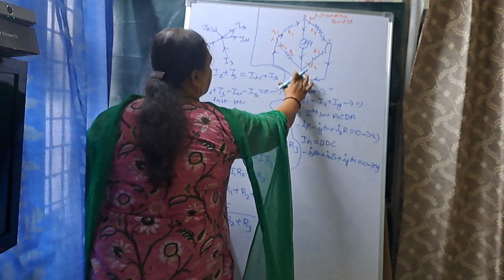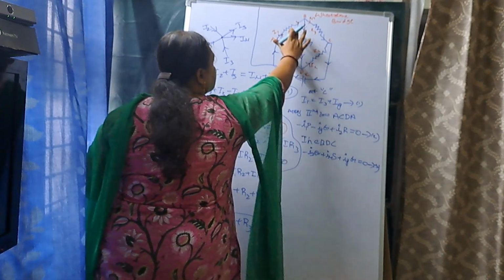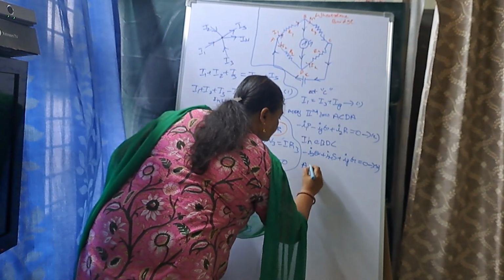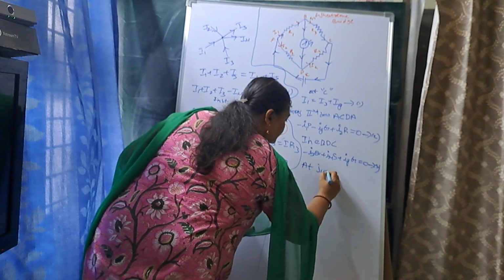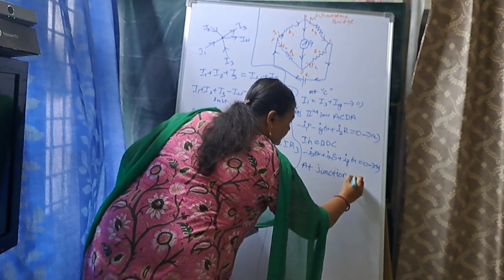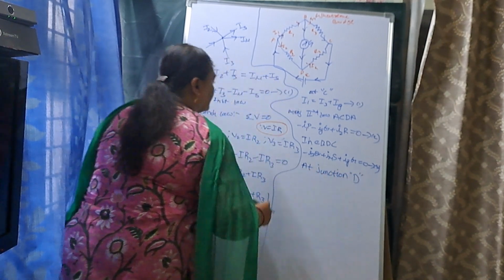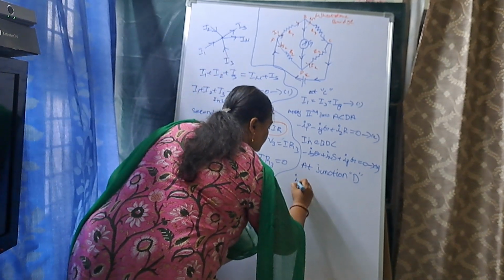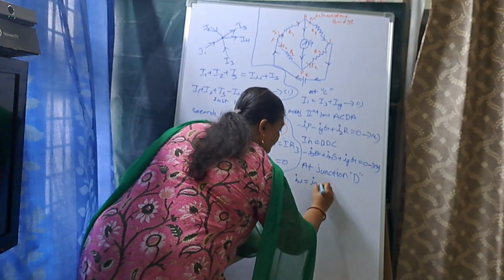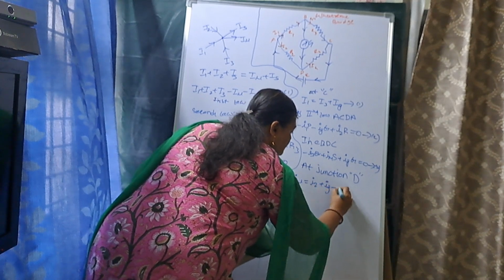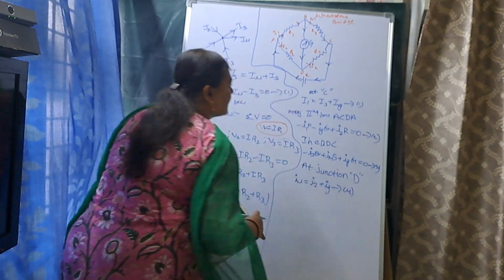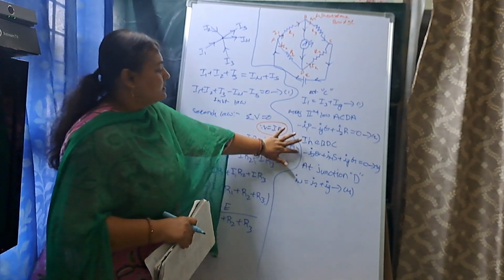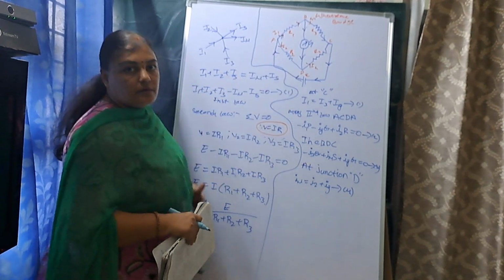At junction D, I2, I4 is equal to I2 plus Ig, equation number 4. Now here we apply first law and second law on the Wheatstone bridge.